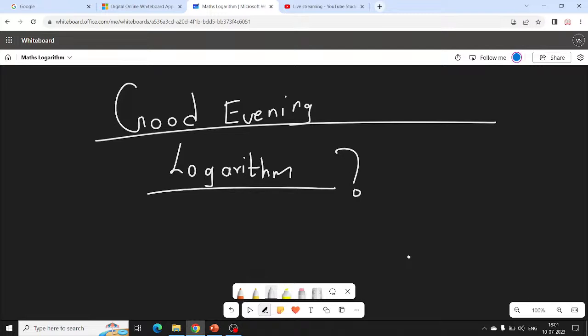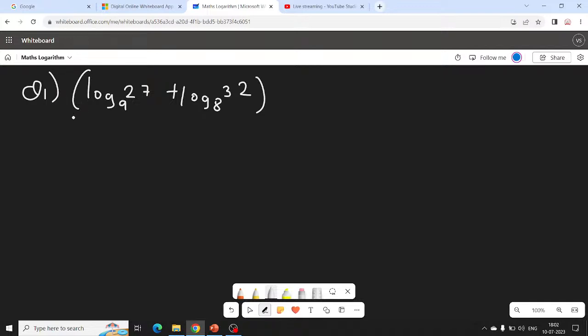Okay, take down. Find the value of, this is the question here, log 27 to the base 9 plus log 32 to base 8. Yes, start doing it.